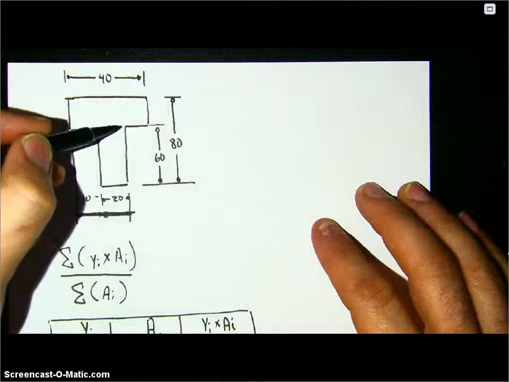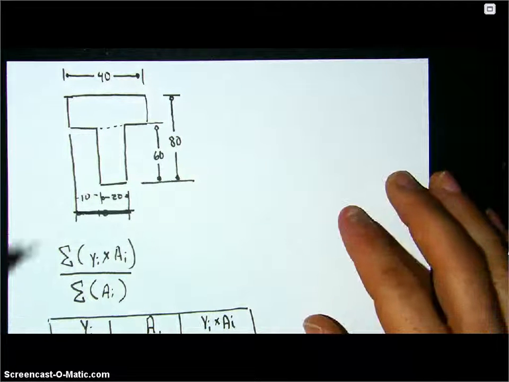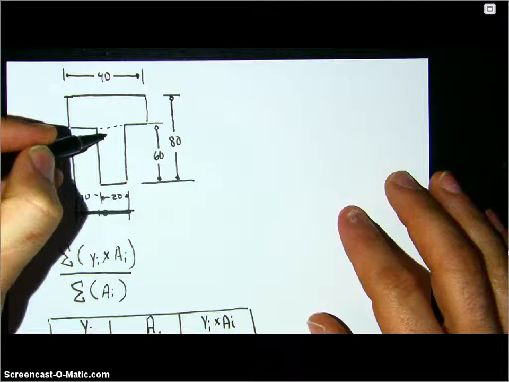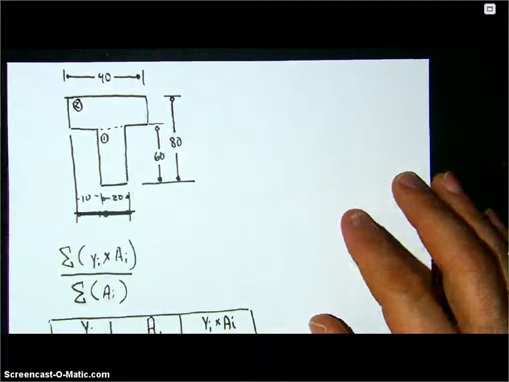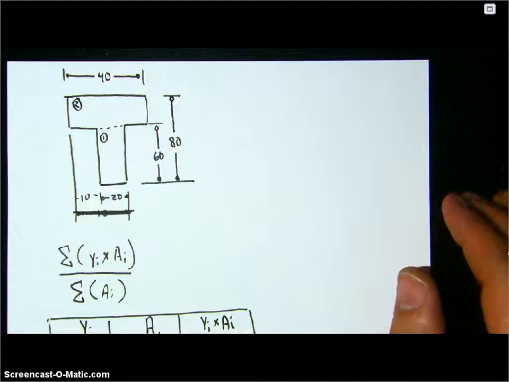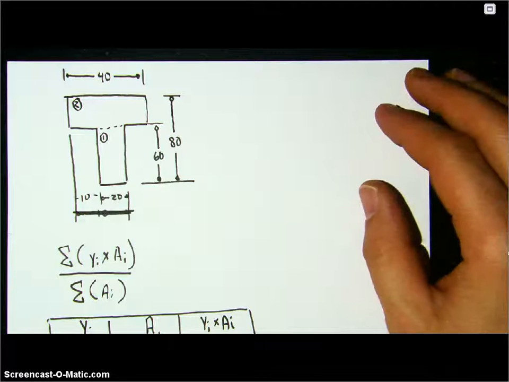So what I'm going to do is break this into two shapes, and I'm just going to slice it across right here. I'm going to say that the bottom one is shape 1, and that the top one here is shape 2. Okay? It wouldn't matter if you wanted to make it the other way around. It's just for my purposes, so as I'm going through the math, I can keep track of that.